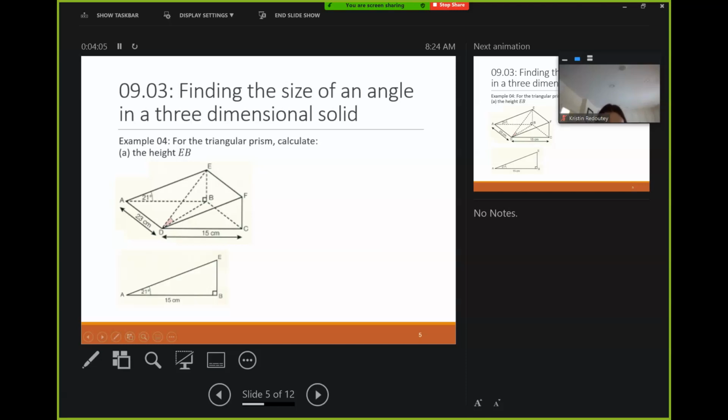So I'm just going to take this right triangle here, AEB. I know that this side is 15 because this side was also 15. And I'm given this 21-degree angle. So I can just use tangent to calculate EB. Everybody good with that?